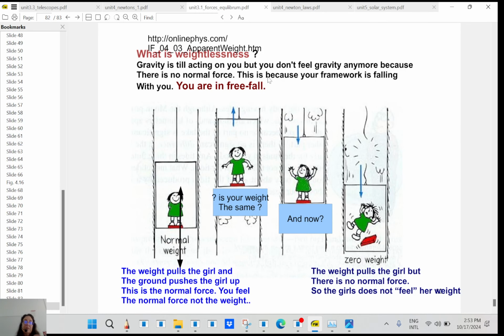Okay, so did we do this one? Okay, so if you are at rest or if you are moving in an elevator but at a constant speed, that means up equals down. Do you agree? So that means the normal force here will be equal to the weight. So if you are standing on the bathroom scale, that's going to be your real weight.